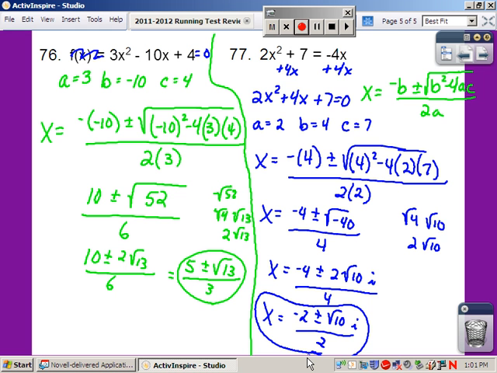So that one had a bunch of stuff in it. Simplifying the square root, an imaginary unit, reducing the fraction, all that stuff. But sooner or later you get there.